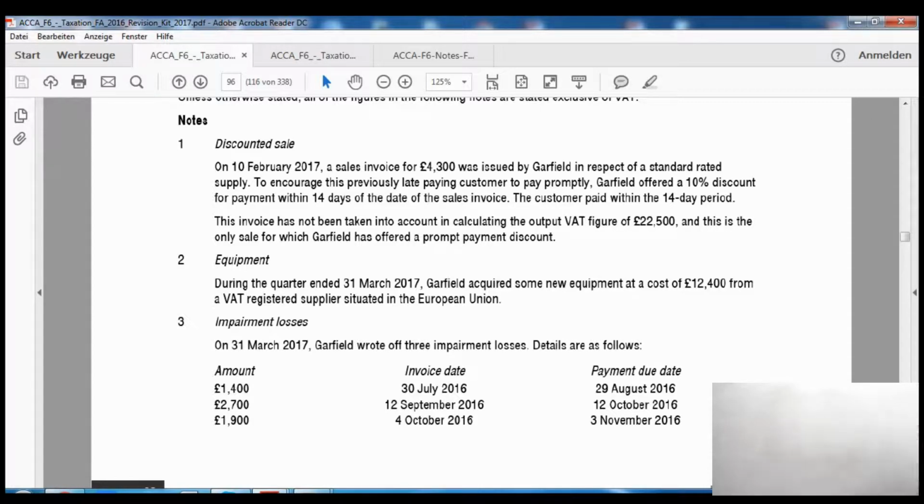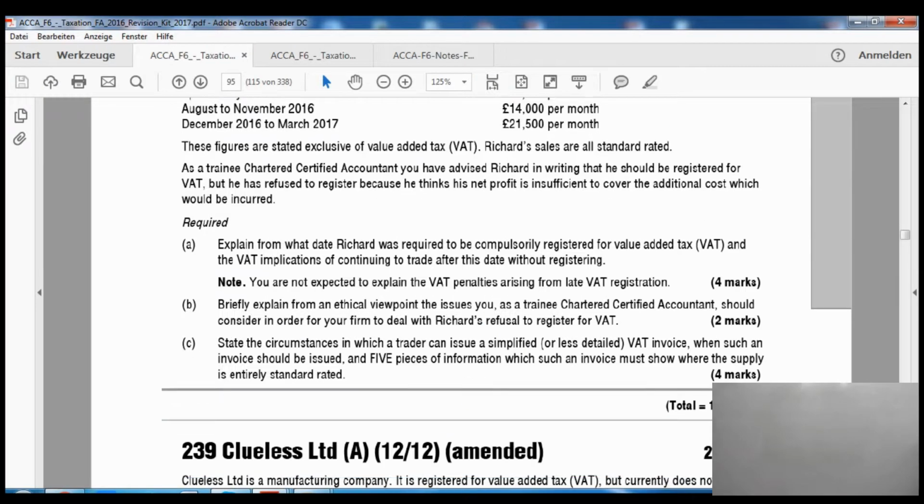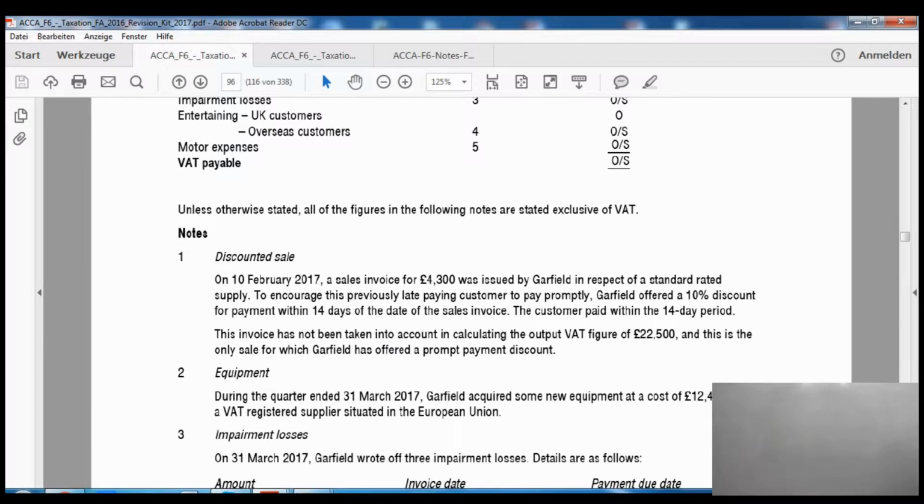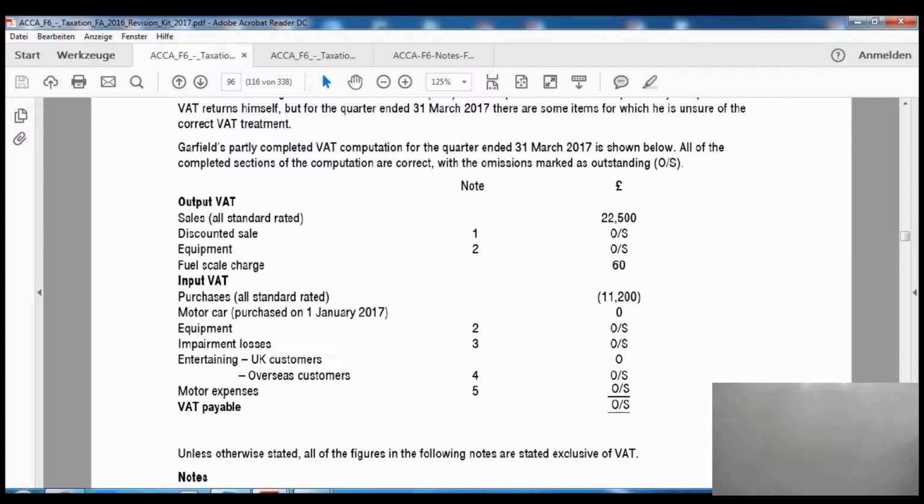So how much is the figure? Let's apply the discount and take the value tax. Here it is. So discounted sales, how much was it? £4,300. Let me grab my calculator. £4,300, so we'll take 90% of that because a 10% discount is given. That is 3,870, and 20% value tax on that is 774. All right. So under the section where it says outstanding for discounted sale, under OS we will write down this figure which we have calculated.